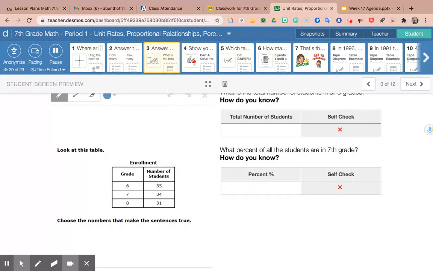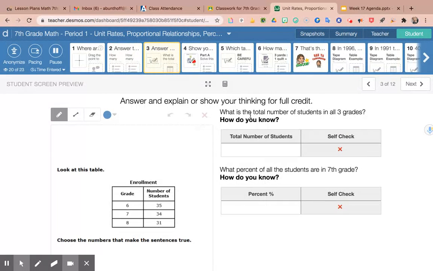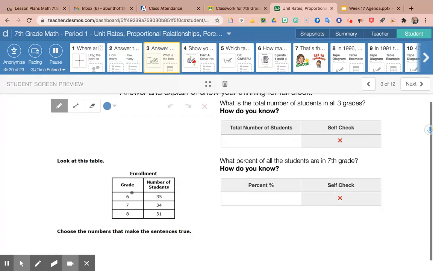For number 3, it says, what is the total number of students in all 3 grades? So we have 6th, 7th, and 8th graders. We have 35, 34, and 31. It wants to know the total number of all the students. So remember, total means to add. So you're going to add them all up and put your answer here. And you should show me on the whiteboard that you're adding these numbers, not these numbers.